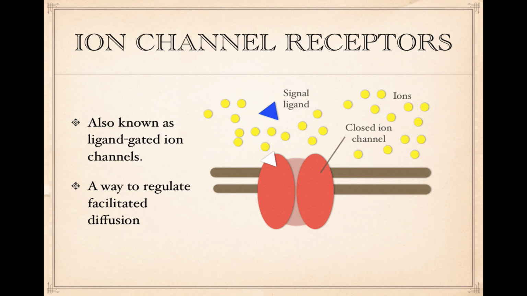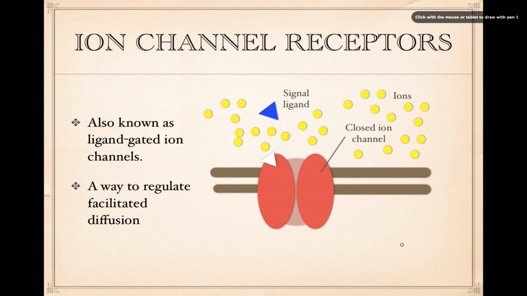All right, ion channel receptors are probably the simplest of the 3 different forms of reception we're going to focus on in this chapter. They're also known as ligand-gated ion channels. And the reason why I think these are simpler is because they're all about regulating facilitated diffusion, which we've already talked about.